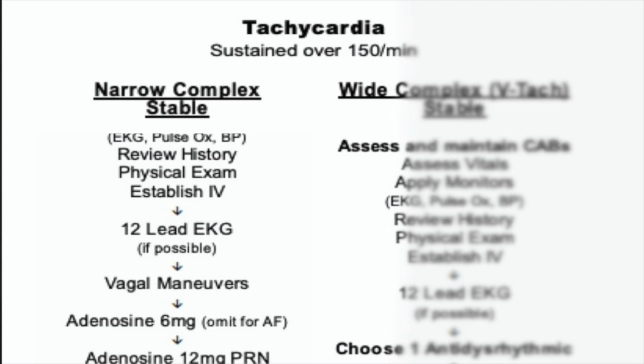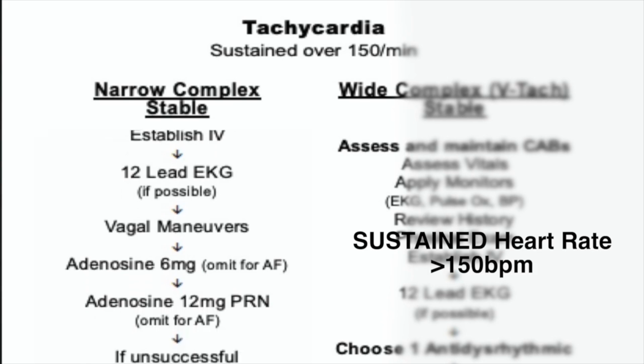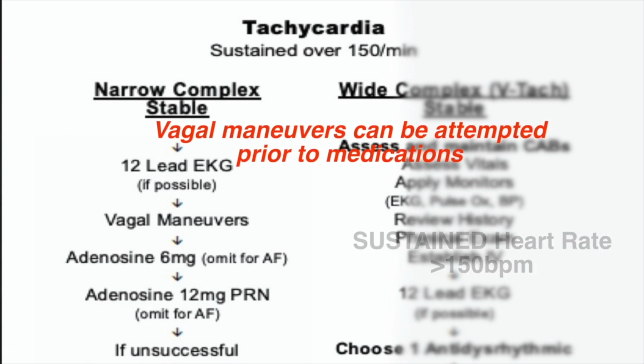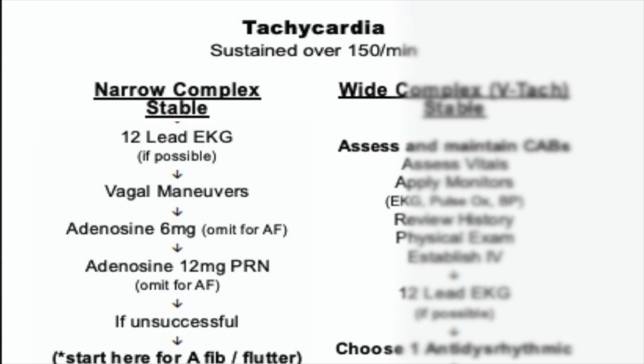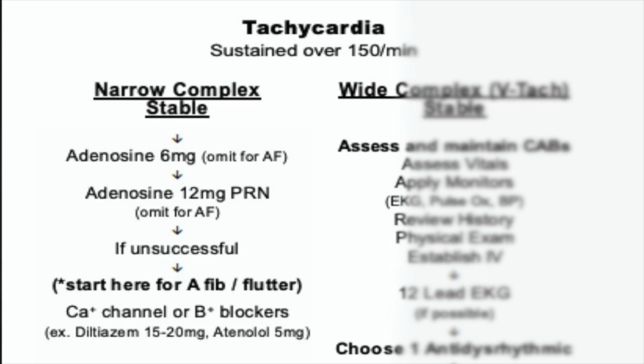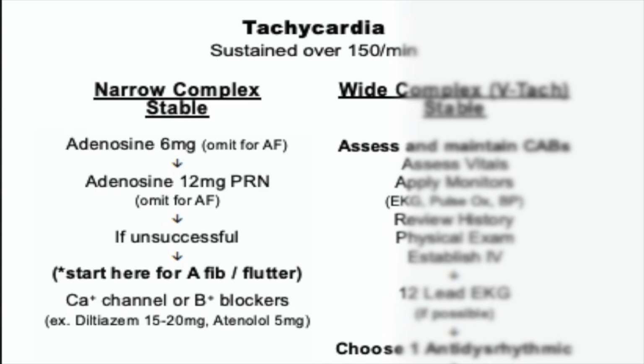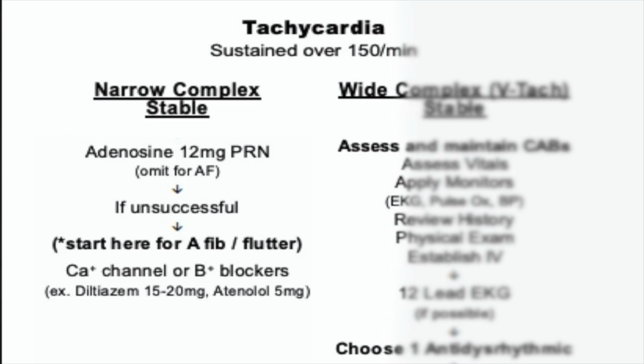And the treatment for narrow complex, regular QRS to QRS or R to R rhythms that are over 150 would be a dose of adenosine at 6 milligrams. If adenosine does not work at 6 milligrams, we can try adenosine at 12 milligrams. If the patient has atrial fibrillation or atrial flutter, adenosine is not used just because it doesn't work in those rhythms. So in that case, you might have to use a calcium channel blocker or a beta blocker. So the physician could order diltiazem, atenolol, metoprolol, something like that.